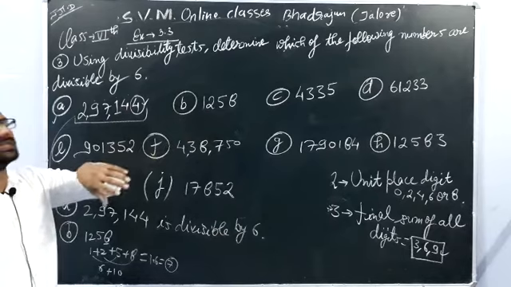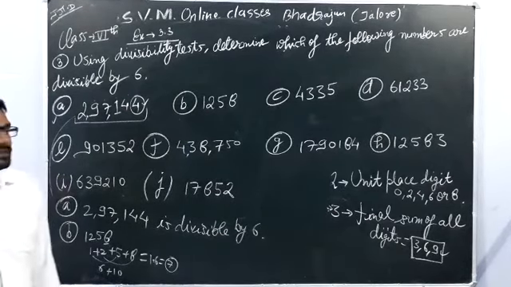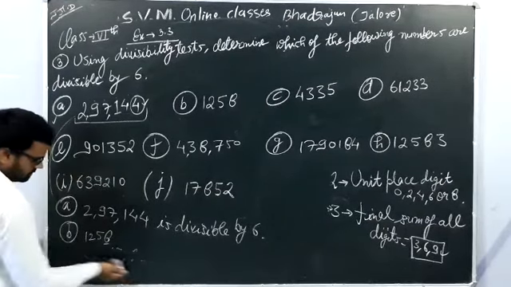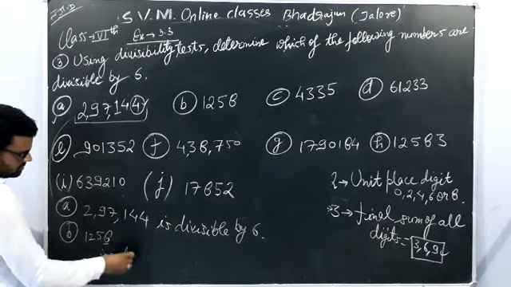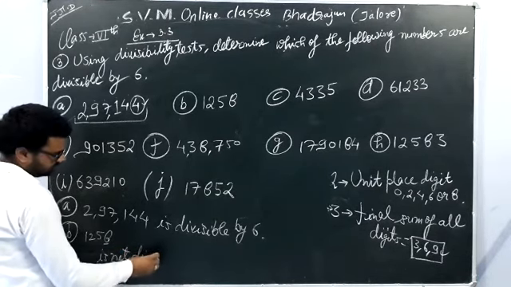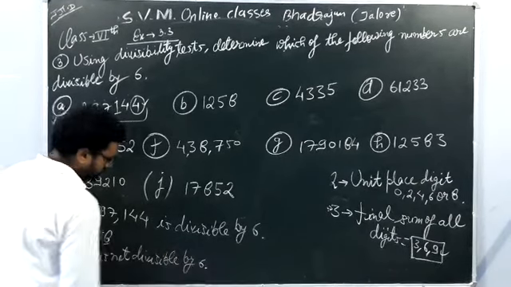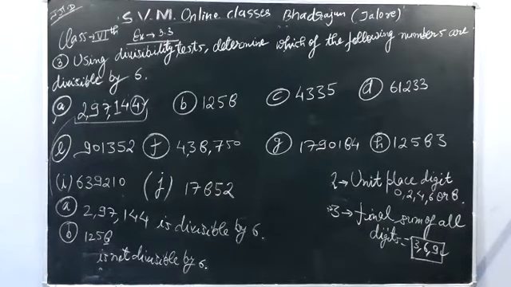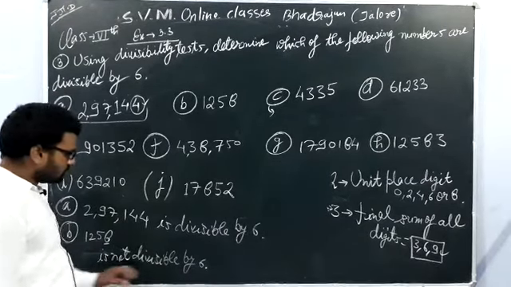At the same time, the number is not divisible by 3. Hence we will say that the number will not be divisible by 6. Here we are seeing our number is not divisible by 6.